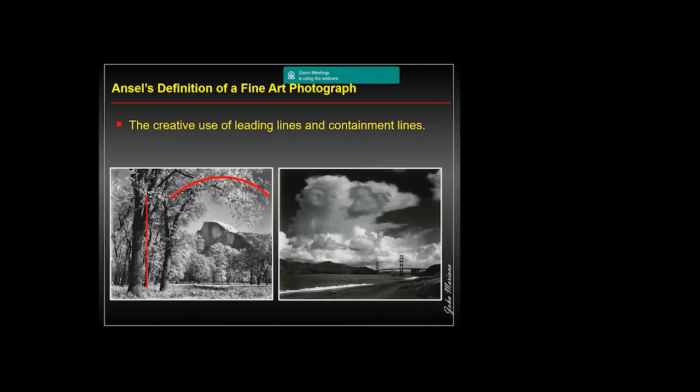On the left-hand side, that tree on the left is called a containment. And the limbs above Half Dome are containments, meaning they're containing the viewer's eye to where he wants you to go. So as you come in from the left, in any images, you look across the image. So how would he keep you from going back off the left-hand side or off the right-hand side? And how does he control what he wants you to see?